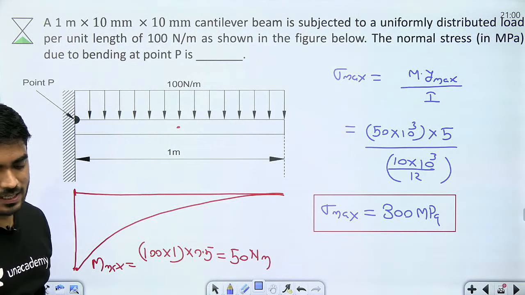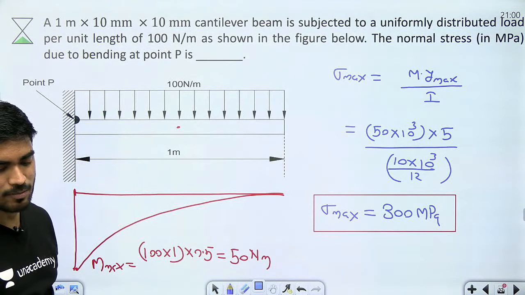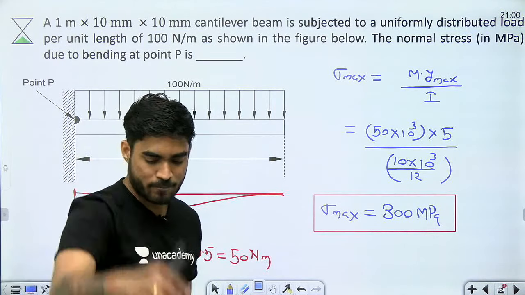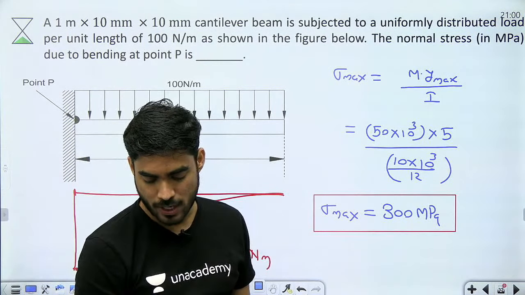So is this clear? 300 megapascal. Is this clear? Sigma maximum is 300 megapascal. Yes, very good beta.